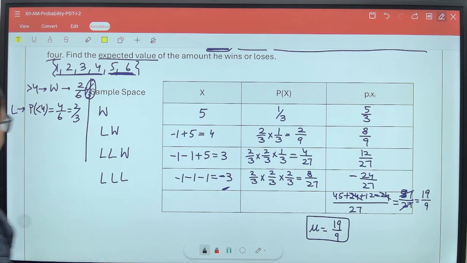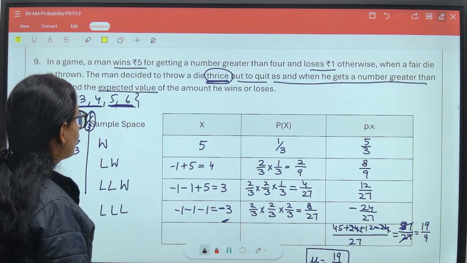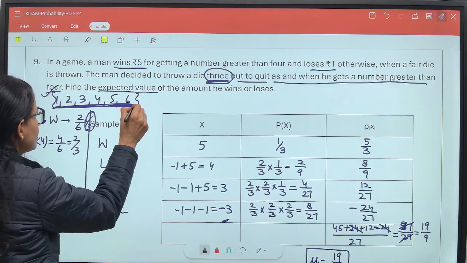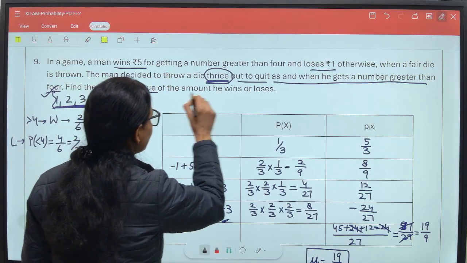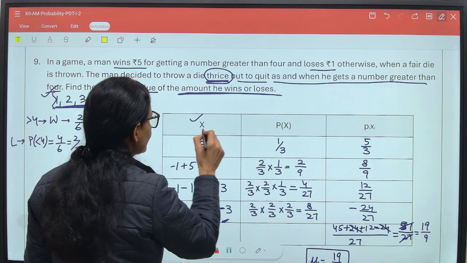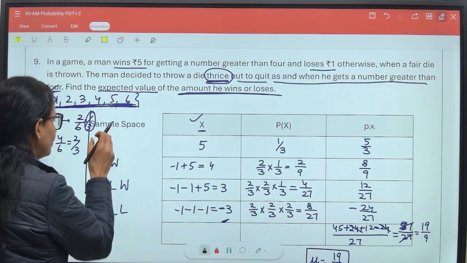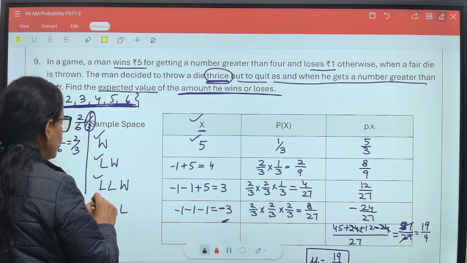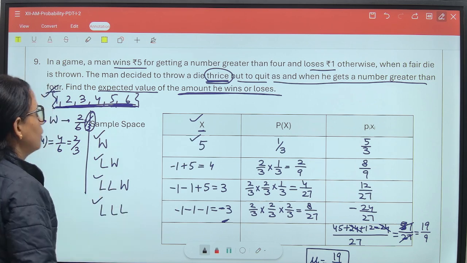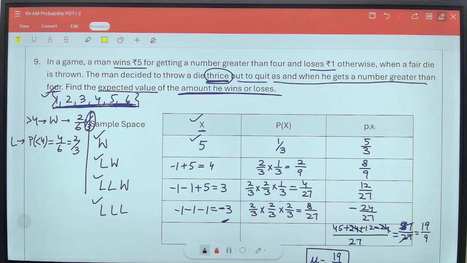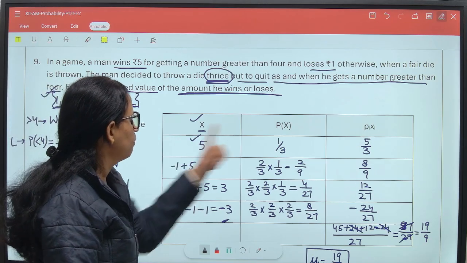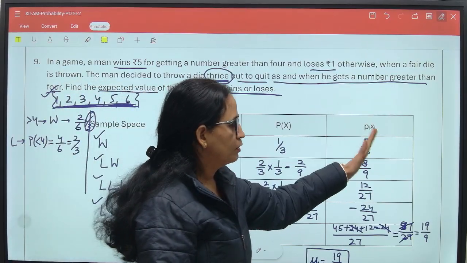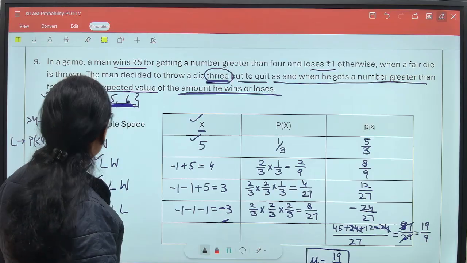Right? So I hope you understood this question. So the first thing is focus on the sample space. What are the possible outcomes? What is the random variable representing amount he wins or loses? So focus on the amount. There are 3 trials and you have to find the amount he wins or loses in each of these trials. Three times he is throwing the dice. So once you have the amount, find the probability of winning that amount or losing that amount, and then find the product of Pi, Xi, and then calculate the mean.